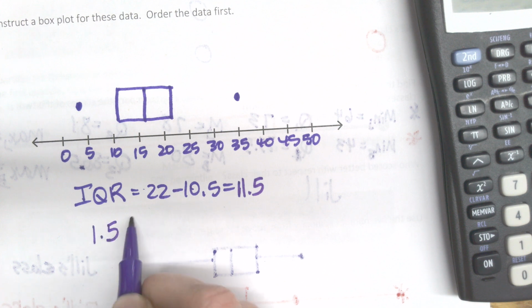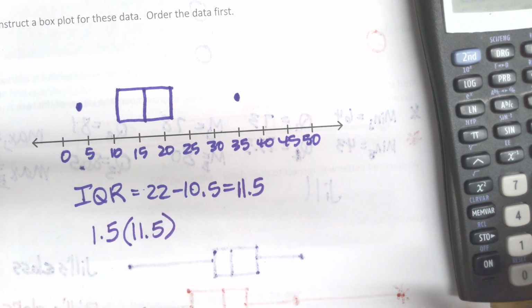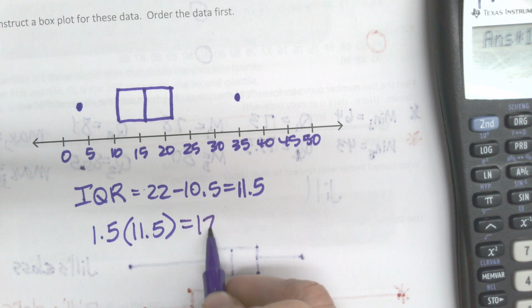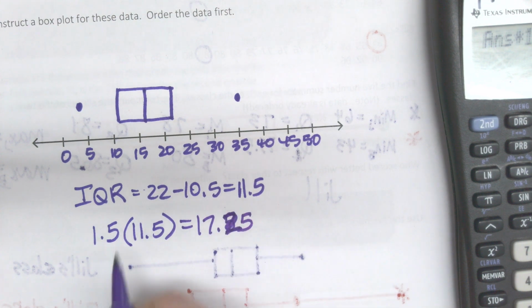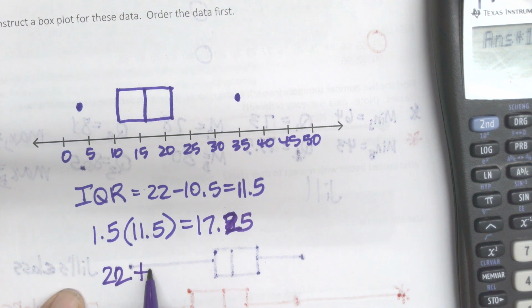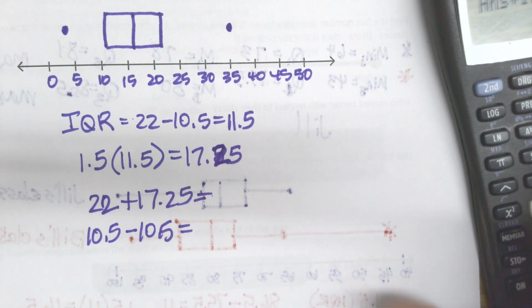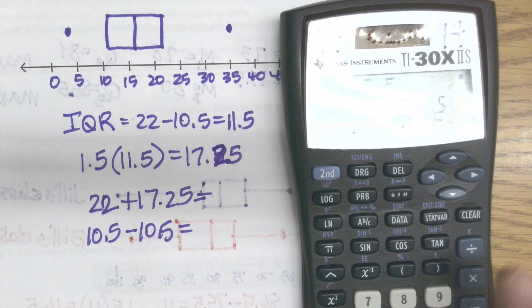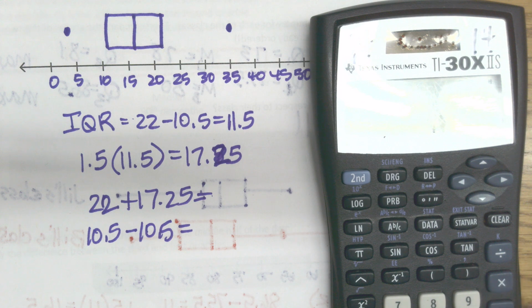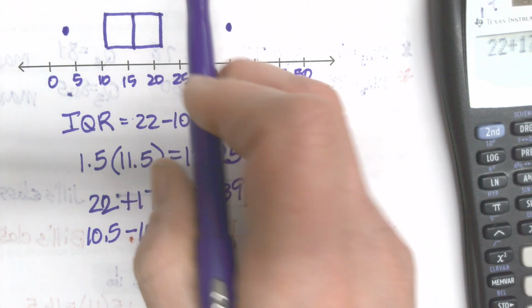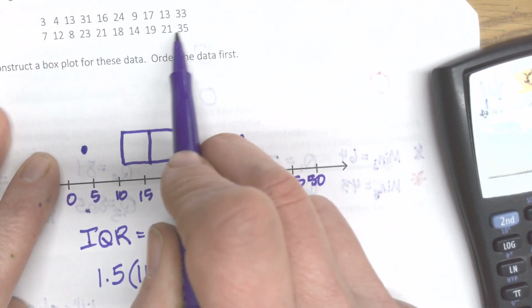And then I do 1.5 times 11.5 to give my upper and lower bound. So I'll plug that in here and multiply that by 1.5. And I got 17.25. So remember, it is 22, the Q3, plus 17.25, and then 10.5, the lower one, minus 17.25. And then I will see if any data falls out of there. So 22 plus 17.25, oops, I did 2. See what I mean? Sometimes I make mistakes. 17.25. So the upper end is 39.25. My upper data is 35, so that was of no concern to me.